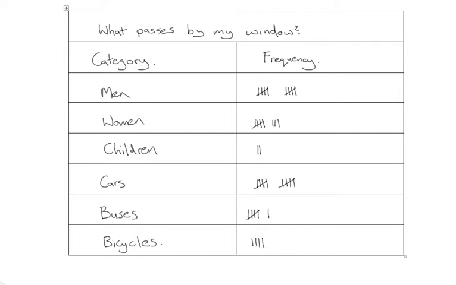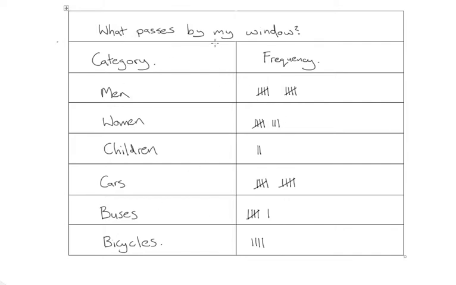On Monday, I asked you to do your own tally, and I asked you to pick a topic, something you wanted to survey, that you wanted to find out about your area, or something that passes by, or different types of doors in the area, or different types of cars that pass by. And you should have done a tally, and it should have looked something like this.